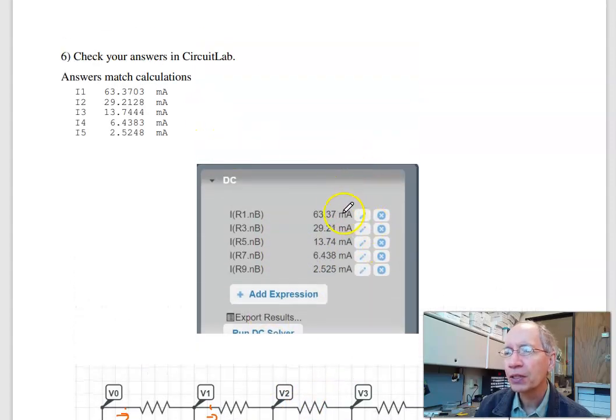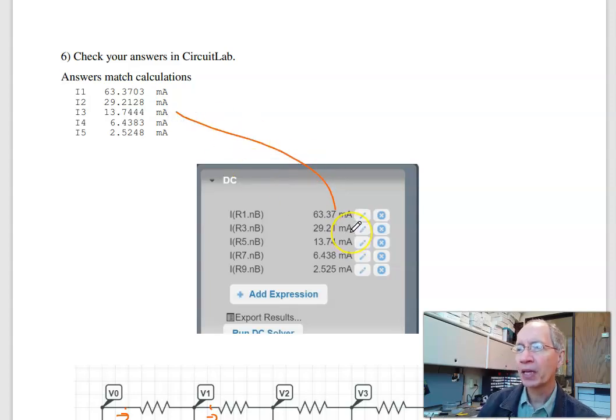And if you notice, the currents match up with what Matlab calculated. That's one way to check your answer. Do your calculations, build the circuit in Circuit Lab, and your answer should match up.